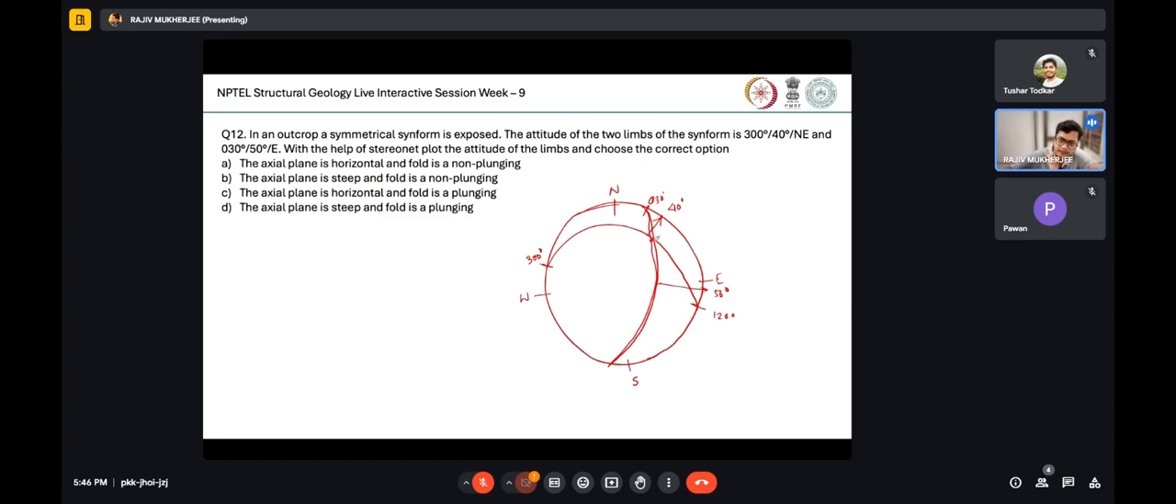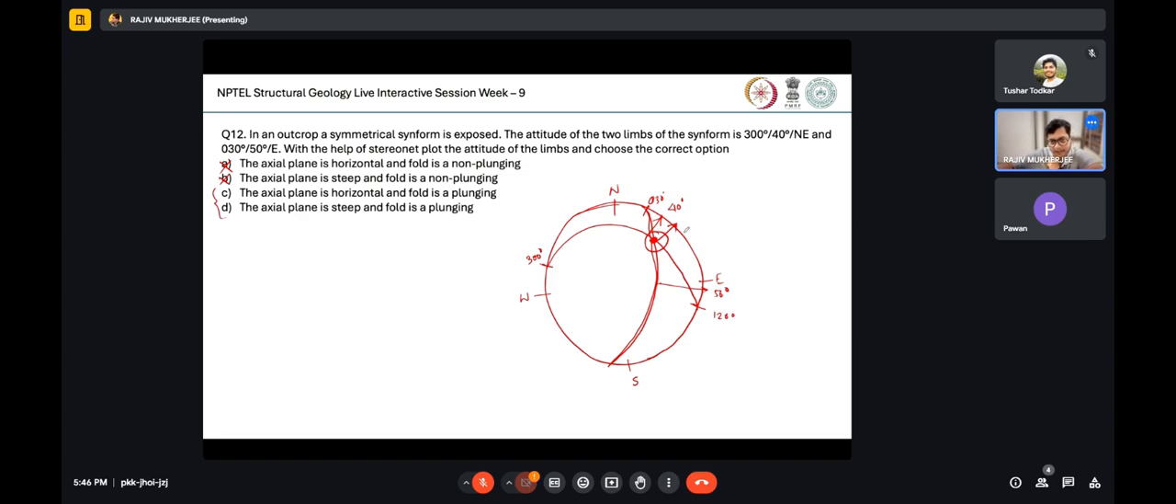So this is the intersection point of the two limbs, right? Of course it is not lying on the periphery. That means the fold is plunging. So we can quickly eliminate these two options, A and B. So we have remaining two options, C and D. The fold is of course plunging.